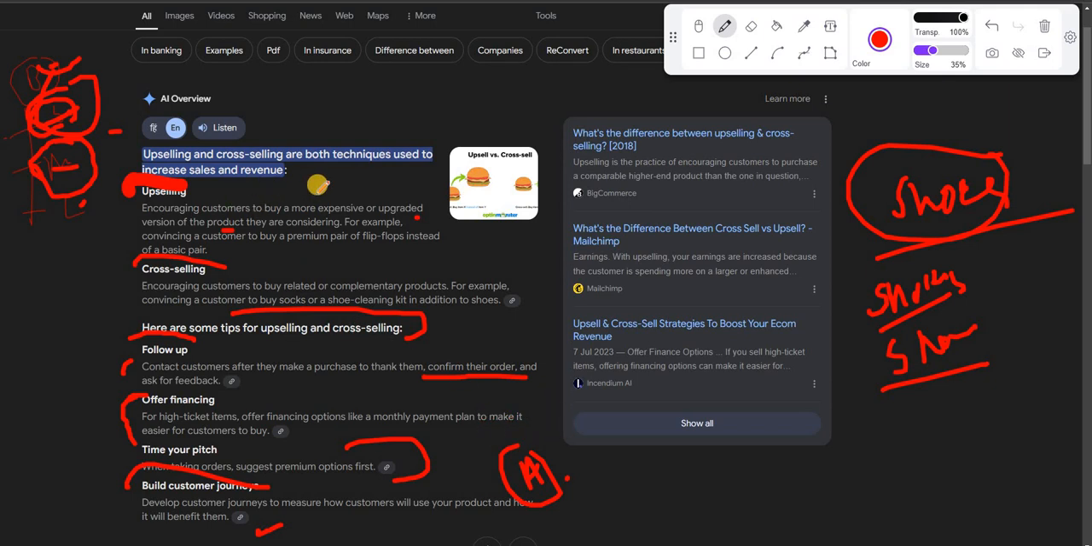In upselling and cross-selling, the main difference between the two: upselling is to sell the upgraded version of that particular product. Cross-selling is to sell the related product.